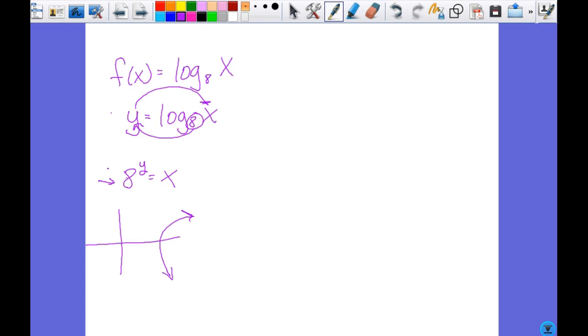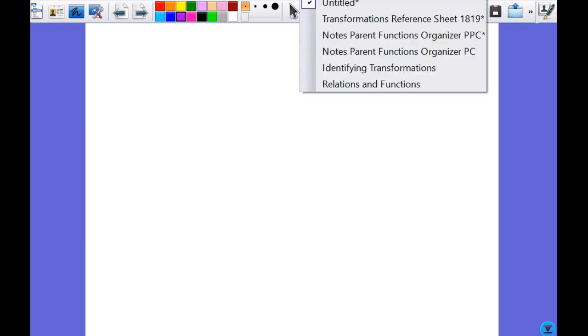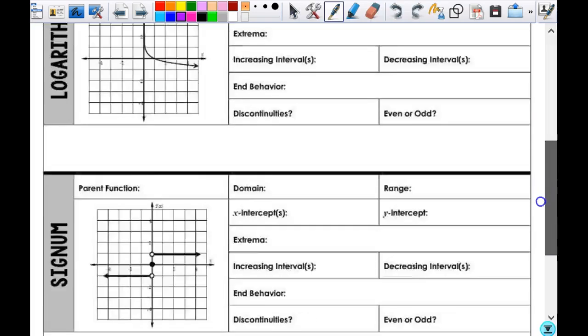Okay, we good? All right. So I just want to remind you of that because we didn't talk about log and exponential being inverses, but they are, and they are definitely related to each other. All right. So then let's go back and let's talk about signum.